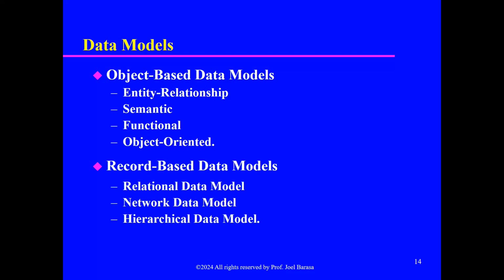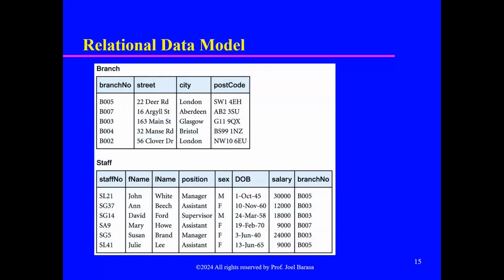Then we have the record-based data models, which are comprised of the relational data model, network data model, and hierarchical. Then we have the physical data models. Let's look at the relational data model. You have the branches and then you have the staff.